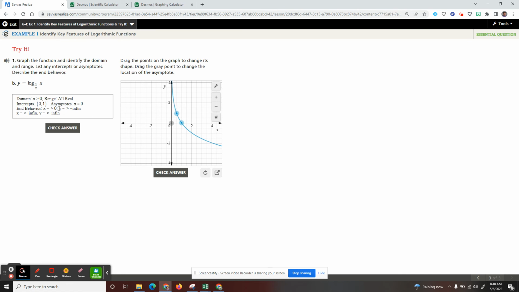Previous example, I didn't mention domain and range. Domain is x greater than 0 and range is all real numbers for this example and the previous one, part A, try it as well. Intercepts also the same. So you got an x-intercept at 1, asymptote at x equals 0, and then the end behavior is the same as well. As x approaches 0 to the left, it's going up forever, so actually it should be positive infinity. And then as x approaches infinity, y is approaching negative infinity.